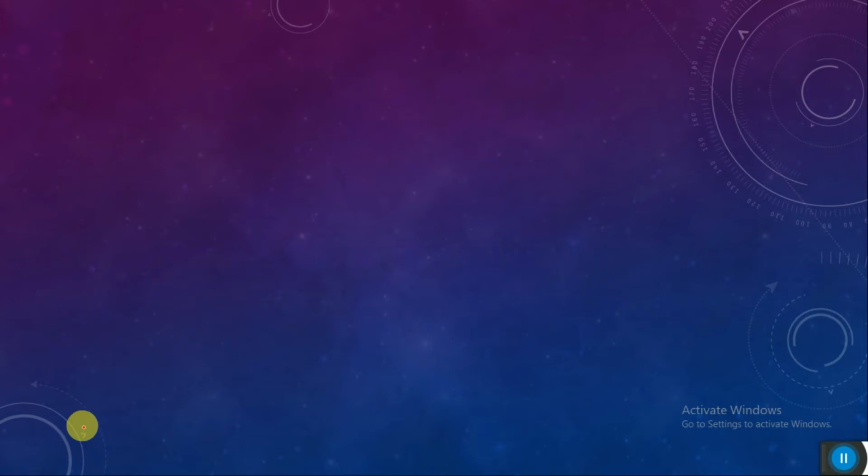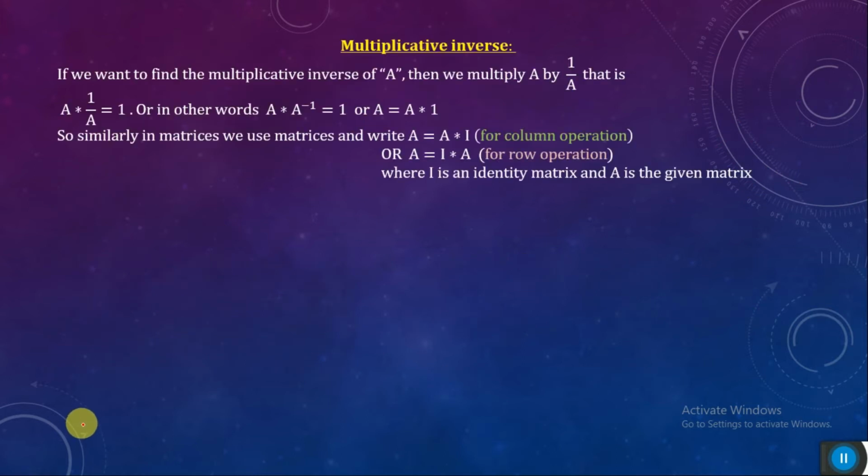Next thing we need to know is the multiplicative inverse. So now what is the multiplicative inverse? In smaller classes we have seen that if you are given a number 3, the teacher will ask you what is the multiplicative inverse of 3. So you will say 1 by 3. Why? Because it will give us 1, the identity element, right?